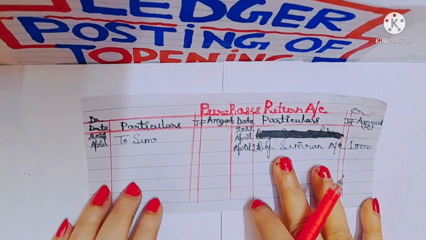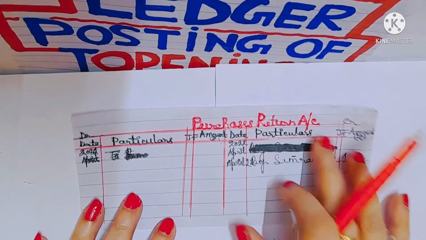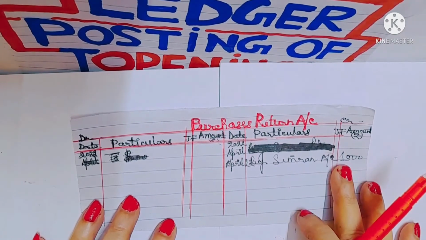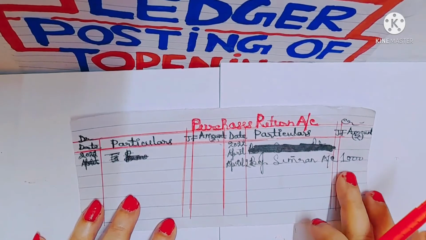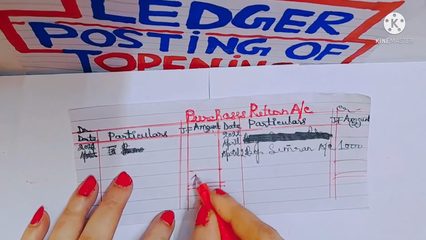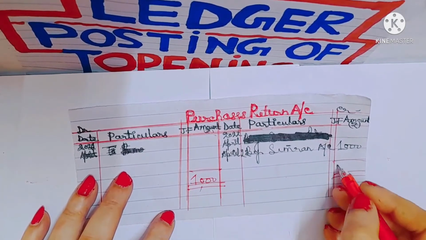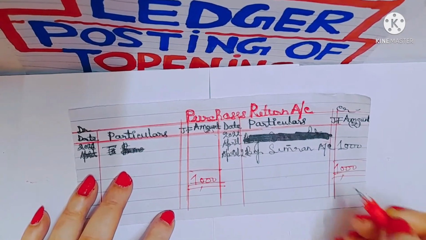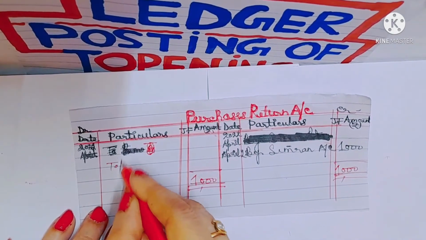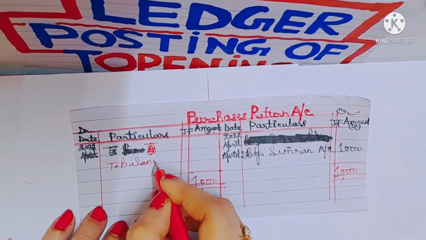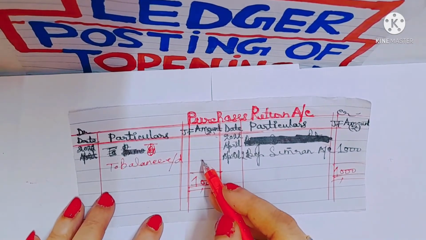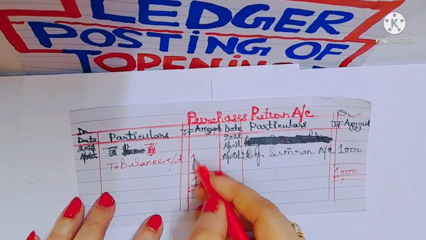The next account is purchases return account. Which side is greater? Obviously credit side. So we'll write 1,000 on both sides. See? So 1,000 on both sides. So, to balance, कौन सी side में shortfall है? Credit side है. To balance CD. Nothing has been written on the debit side, means 0. So, 1,000 minus 0 will give you 1,000.